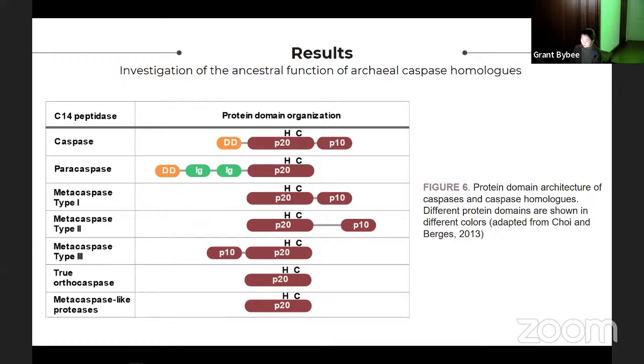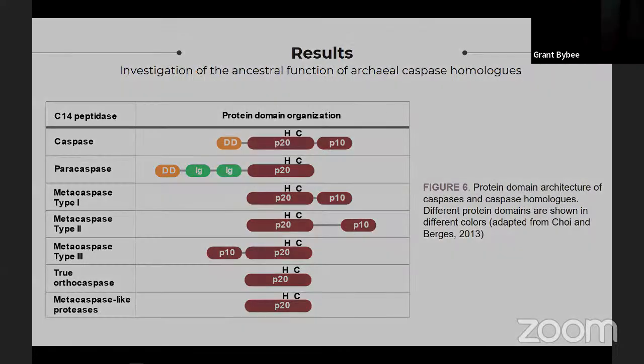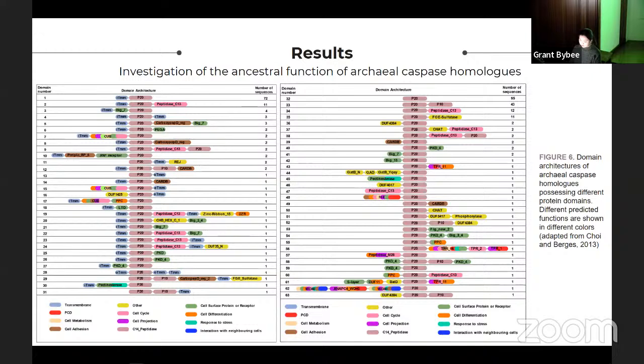So basically, when we look at the entire protein sequence made up of different protein domains, we can infer the overall role of the protein, and we call this phyletic pattern analysis, or looking at their entire protein domain architectures. And so we basically wanted to do this for the archaeal caspase homologs that we found as well, to infer their function as well as their ancestral roles.